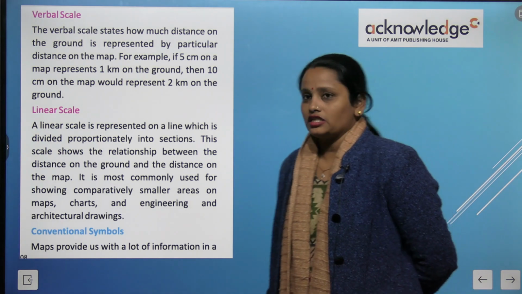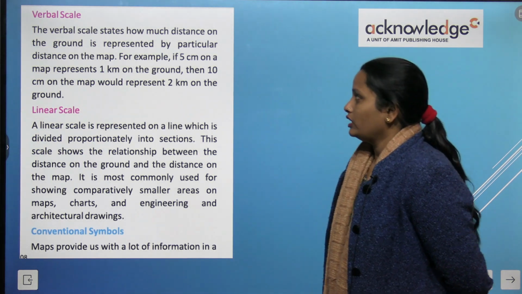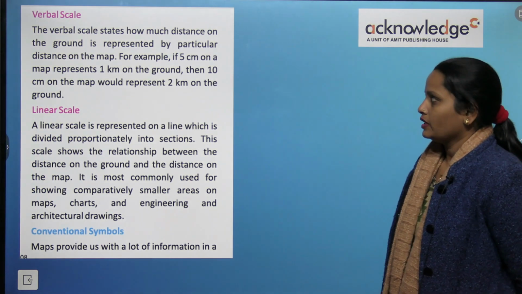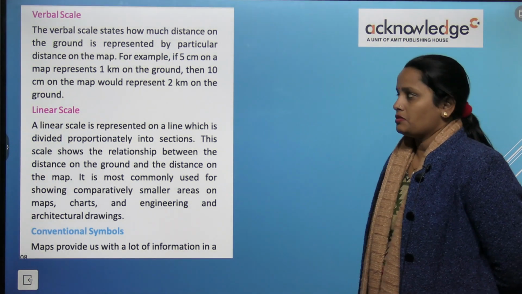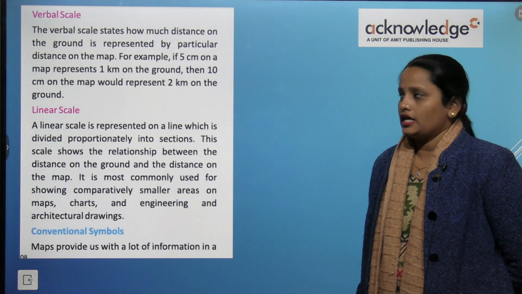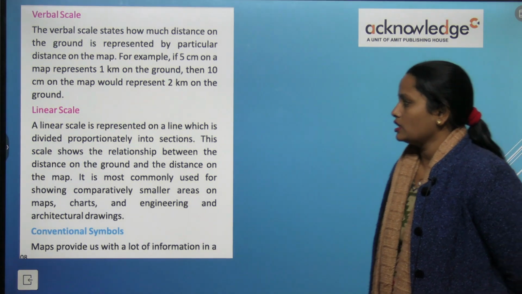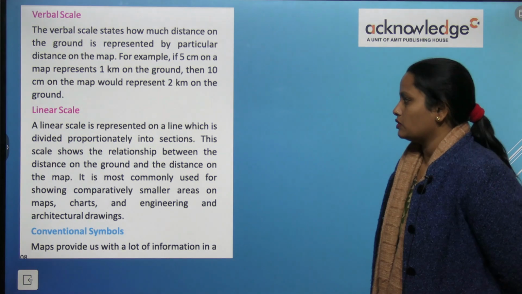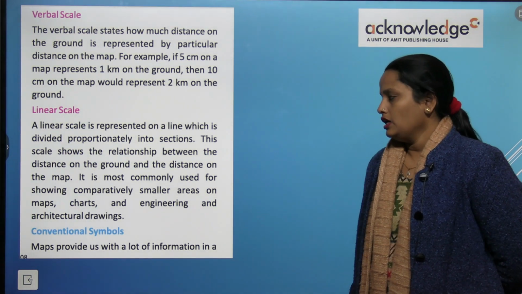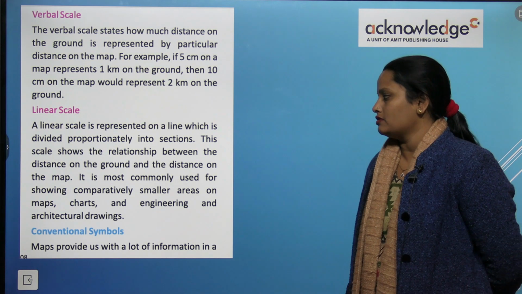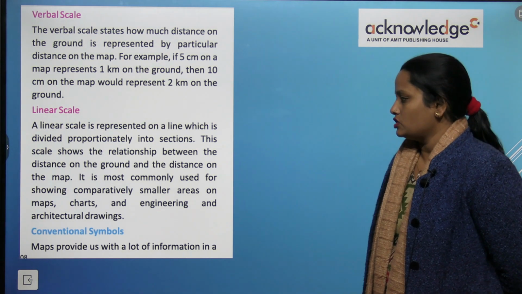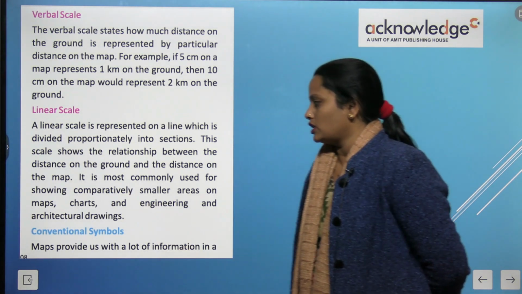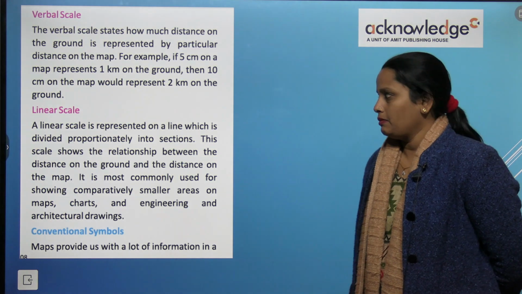So इसका मतलब है कि अगर 5 सेंटीमीटर मैप में दिखाया जा रहा है तो 1 किलोमीटर ग्राउंड में होगा, और 10 सेंटीमीटर का मैप में दिखाया तो 2 किलोमीटर ग्राउंड एरिया होगा. The next type of measurement is the linear scale. The linear scale is represented on the line which is divided proportionally into sections. This scale shows the relationship between the distance on the ground and the distance on the map. It is most commonly used for showing comparatively smaller areas on the map, chart and engineering and architectural drawing. So ये जो linear scale है ये small areas को दिखाता है जो map में present होते हैं.